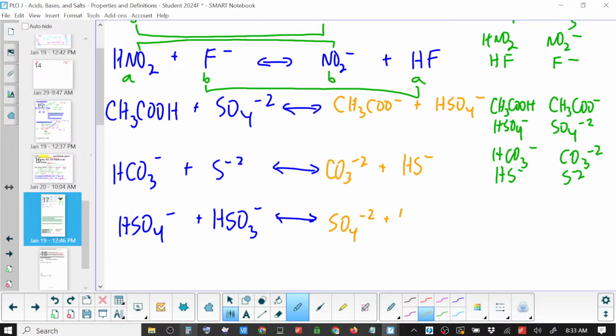Hey, Mr. McCall. Why is CH3COO minus and HSO4, and why are there two minuses on the product side? If you take a proton off of this one, what charge does it have? A positive. Well, what charge is a proton? A proton's neutral. A proton is not neutral. What's the charge of a proton in an atom?